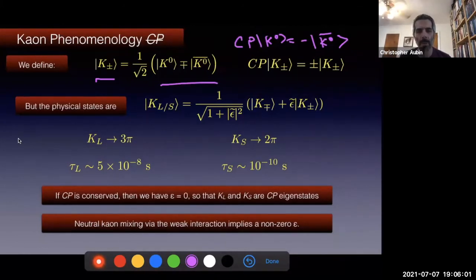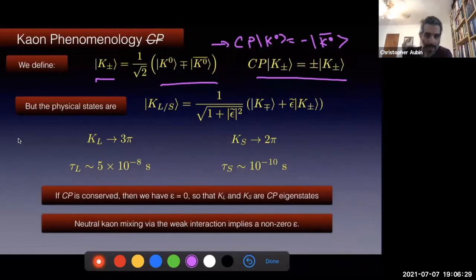The subscript plus minus corresponds to the CP eigenstates. And it's a quick check that in fact this notation makes sense given this relationship. If CP is conserved, then K plus and K minus would be the physical states of our theory. But that's not what we see.